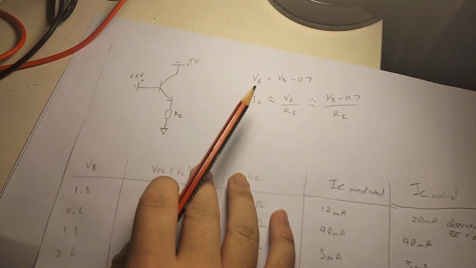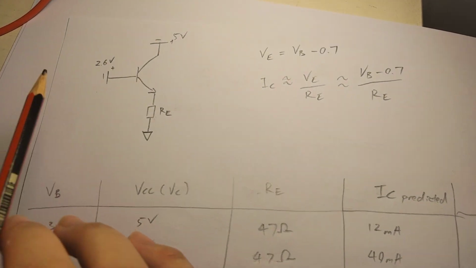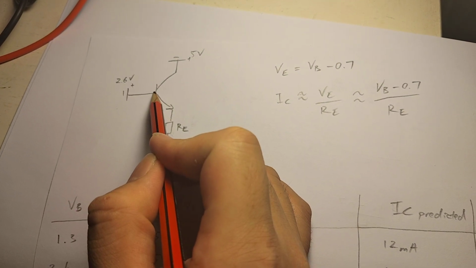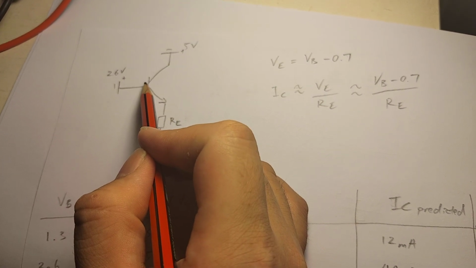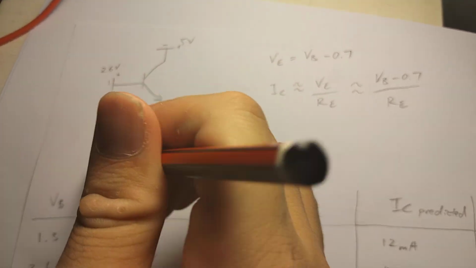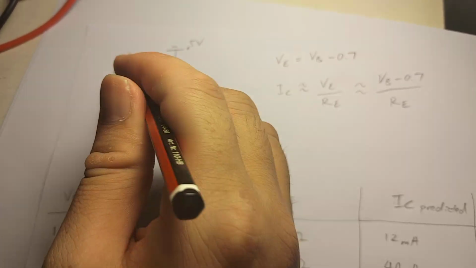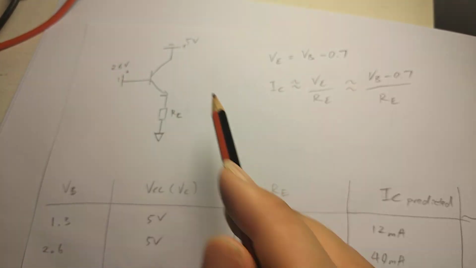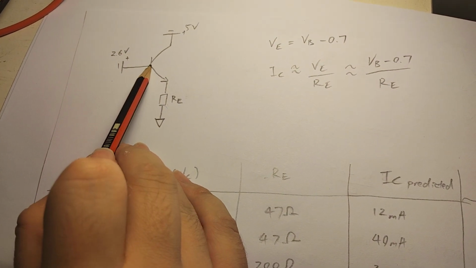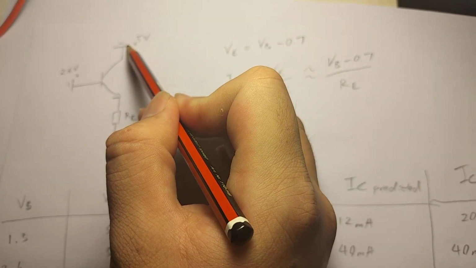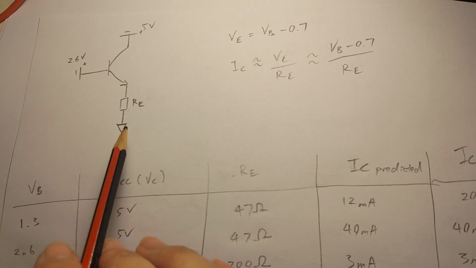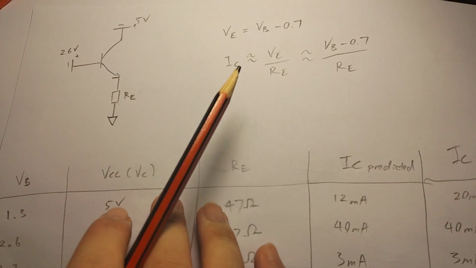So here I have the setup. There's a battery which supplies a fixed voltage to the base. In a real circuit for an amplifier, this will be replaced by a bias network. But for the sake of demonstrating emitter degeneration, I've just hooked up a separate battery to the base. And there's a power supply hooked up to the collector. And then there's a resistor tied to ground hooked up to the emitter.